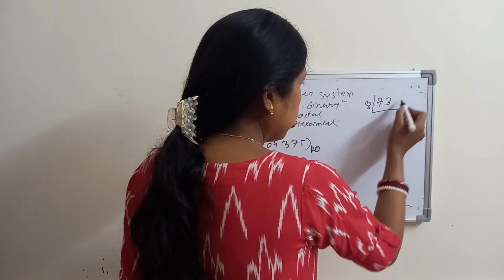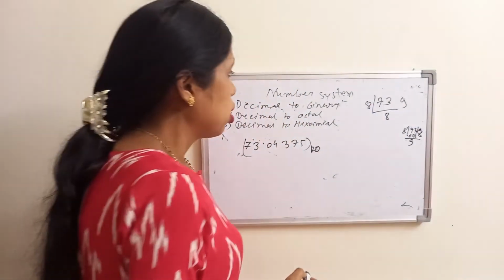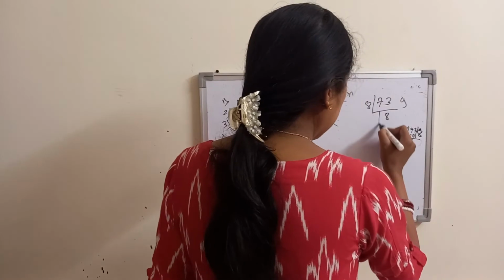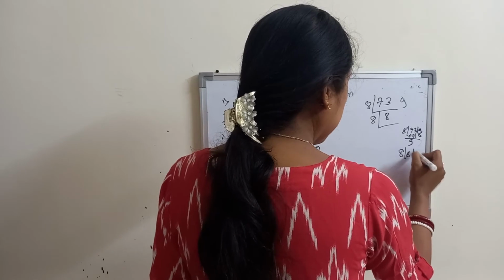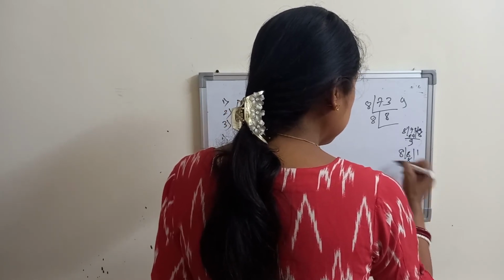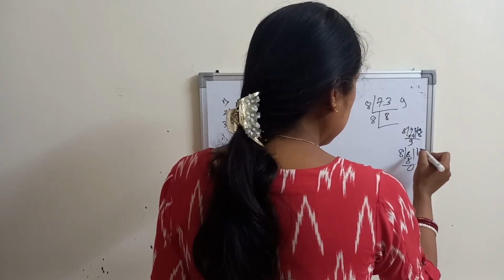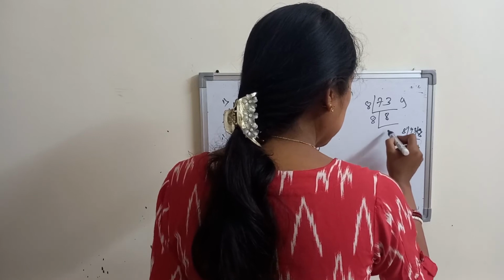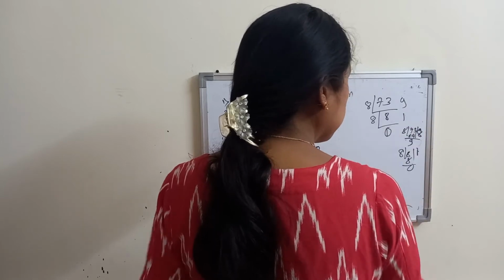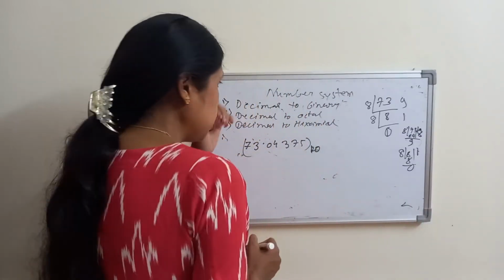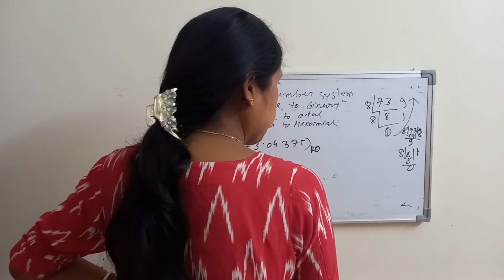The remainder you will write here, 1. After that, again if you divide 9 by 8, you will get 1, and the remainder here is 1. So the remainder you write here, and the quotient you write here. That is for the 73. You have to write it this way.